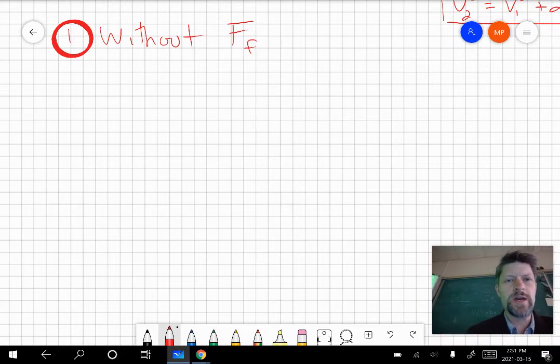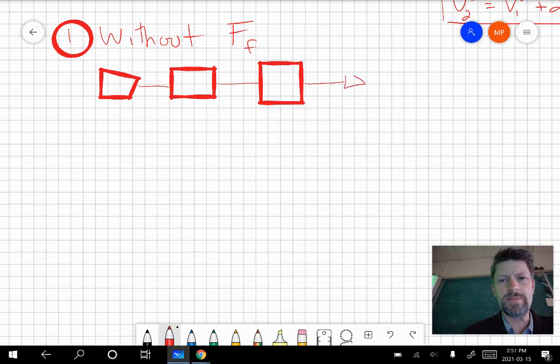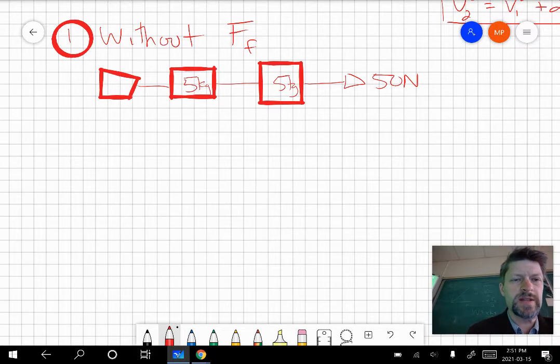So first, for the one without friction, I'm going to make three masses, and I'm going to make them pulled by a force of, I don't know, let's say 50 newtons. All right, and I'm going to make those masses 5, 5 and 2, and these would be kilograms. So with no friction, that's your diagram.